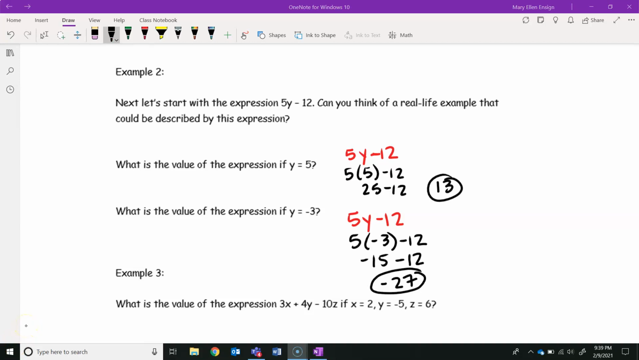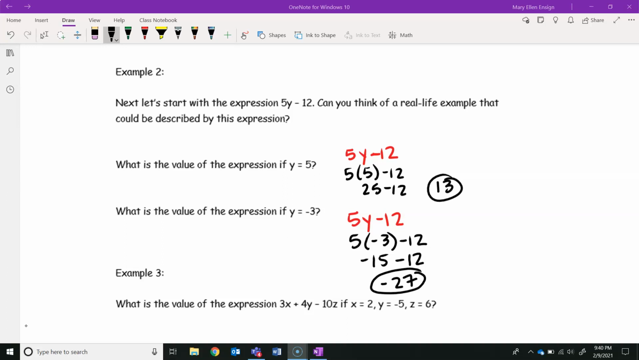Okay, so for this one, the value of y is 5, so I'm going to substitute 5 in place of y. This is saying 5 times something minus 12. Well, that something is 5, so 5 times 5 minus 12. Then I use order of operations, and so here, 25 minus 12, and then that is going to be 13.